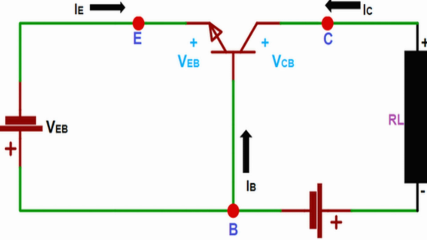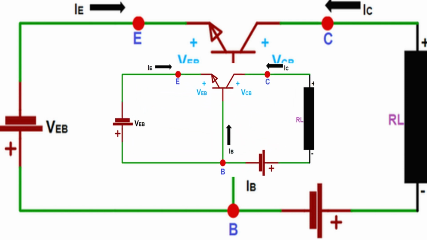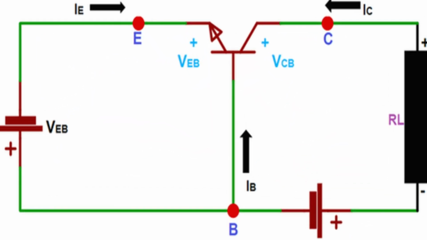Characteristics of BJT. BJT can be connected in 3 different configurations by keeping one terminal common and using the other 2 terminals for the input and output. These 3 types of configurations respond differently to the input signal applied to the circuit because of the static characteristics of the BJT. 3 different BJT configurations are listed as follows.